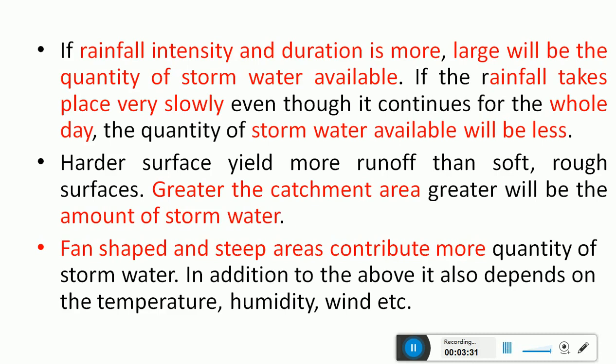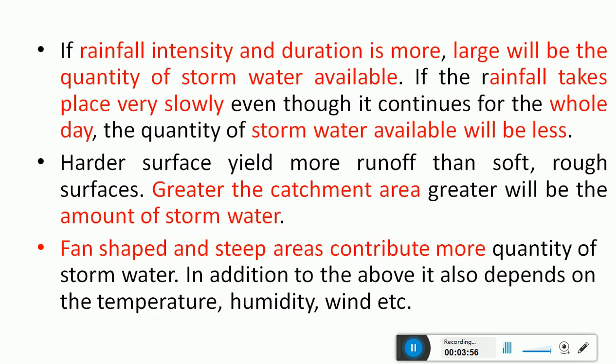and the available runoff will be usually less if the surface is more porous. On the other hand, if you have a hard surface, then the rate of percolation will be less, and if the catchment area is more, accordingly the storm water quantity will be more. Similarly if you have fan shaped and steep areas, they contribute more quantity of storm water, because of the steepness the runoff will be more.